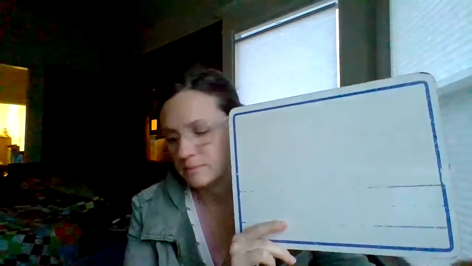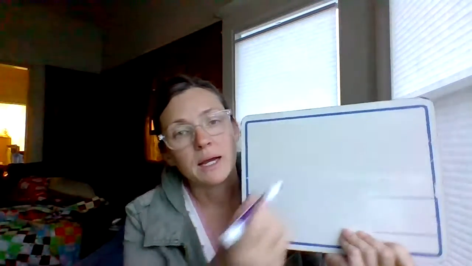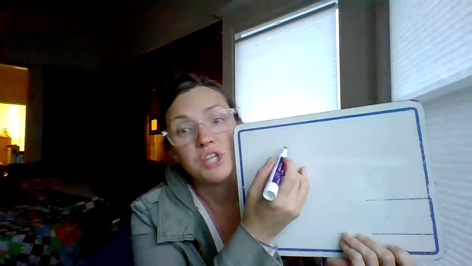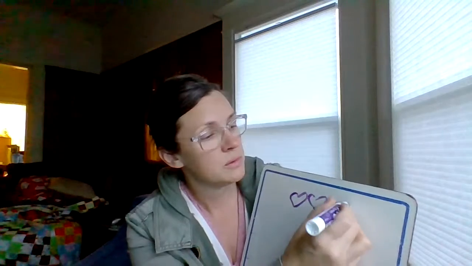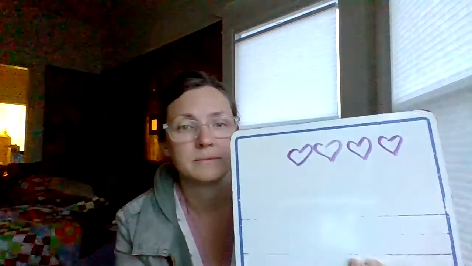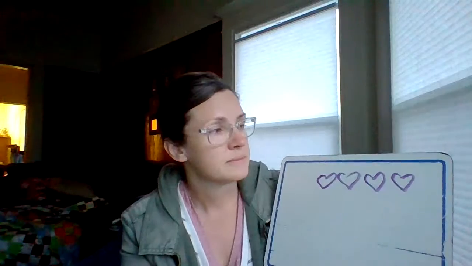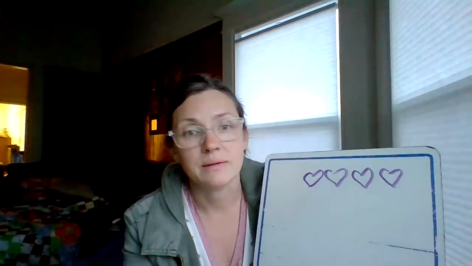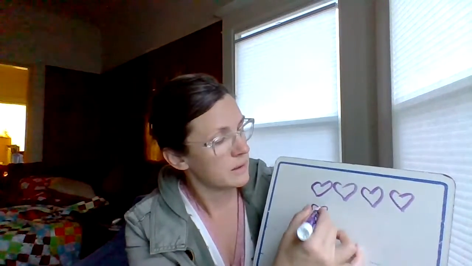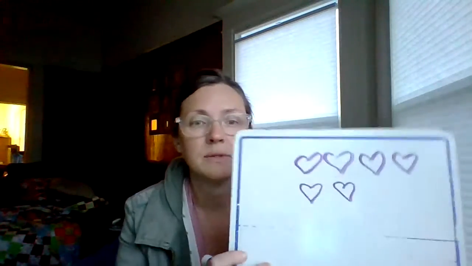Now let me erase it and we'll try another one. Actually, I'm just going to do it on here because I'm going to show you how you'll do it when you do it on paper. Jack made 4 Valentines. 1, 2, 3, 4. Miss Gilbert made 2 Valentines. 1, 2. See how I lined them up?